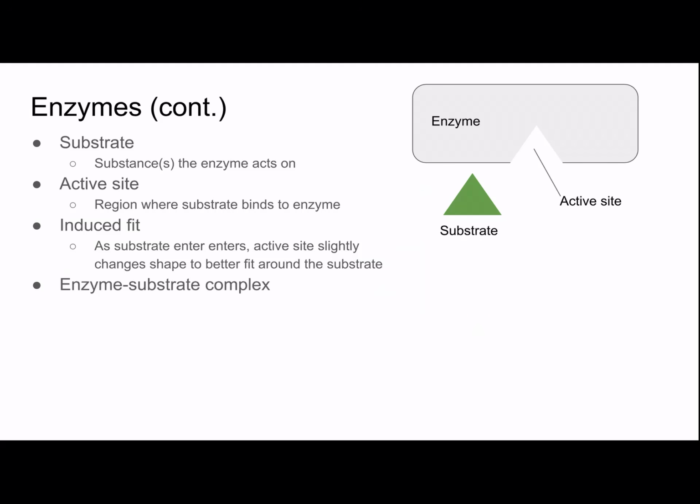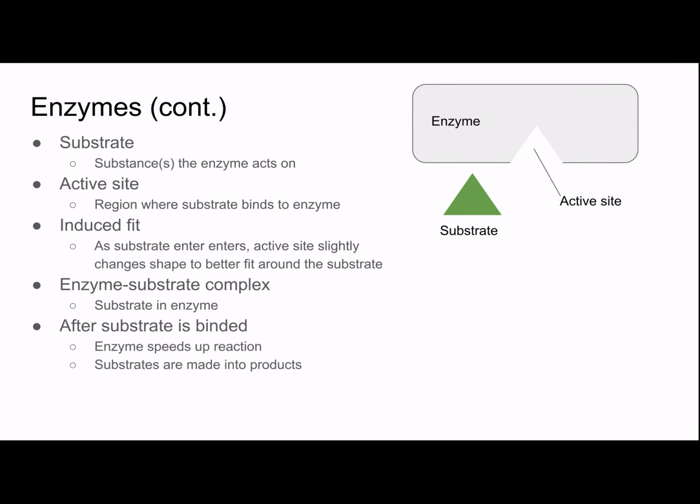And the enzyme substrate complex is when the substrate is in the enzyme. Both of them together make up the enzyme substrate complex. So what happens after the substrate is bound? The enzyme will speed up the reaction. Substrates will be made into products. Products will be released, and the cycle will continue. So basically, new substrate molecules can bind to the enzyme, and the enzyme is reusable. It'll keep doing its job.